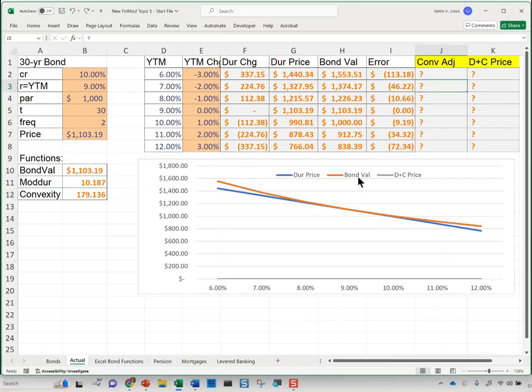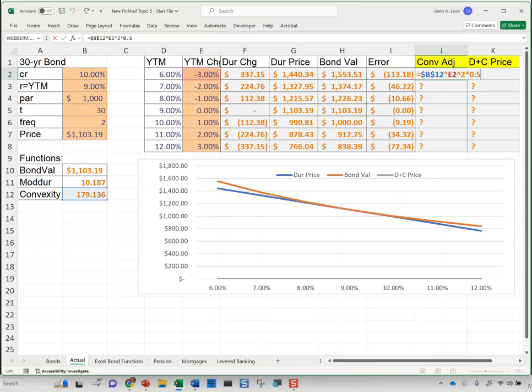So how could I use this convexity to get a better estimate of this duration price I've estimated before? Well, I calculate something called a convexity adjustment. It's equal to the convexity, anchor it, times change in yield times 1/2. So it's 1/2 times the change in yield squared. I'm sorry, change in yield squared. I need to square that. And there it is.